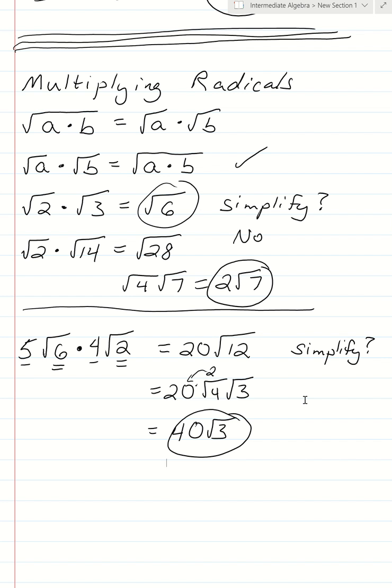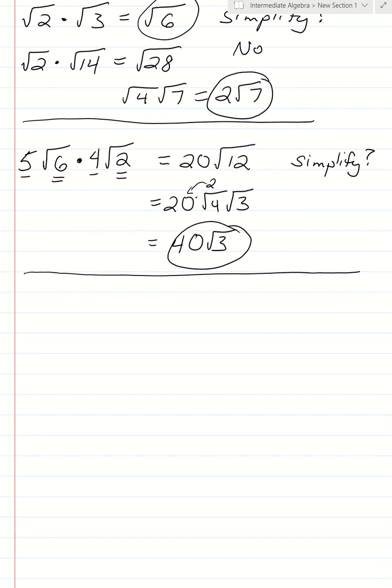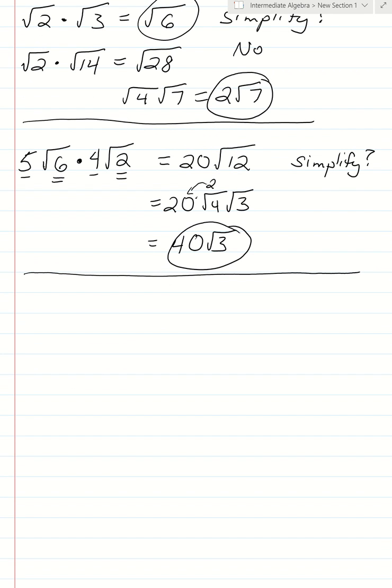Let me give you one to try. Let's say we have the following. Let's take a 7 square root of 3 being multiplied with a 5 square root of 6. Here we have these two radicals being multiplied. Take a moment now, pause the video, and let's see if you get the same solution as me.